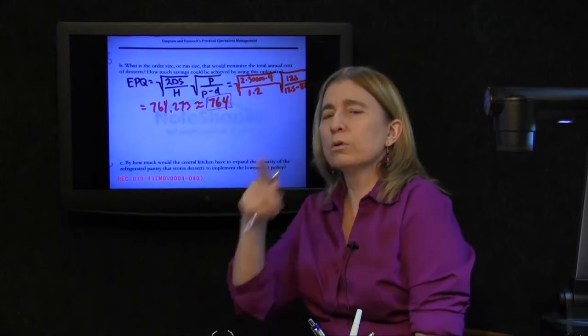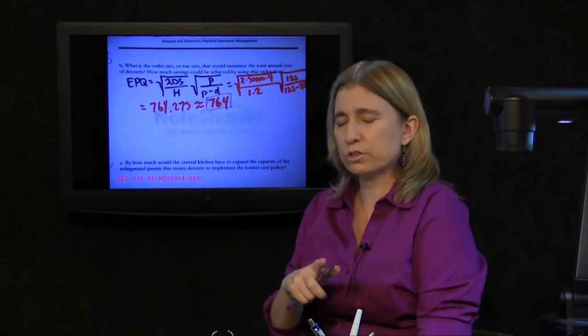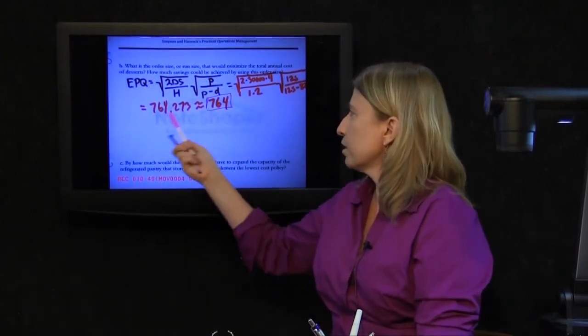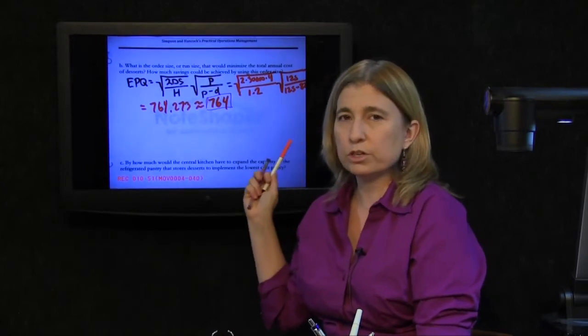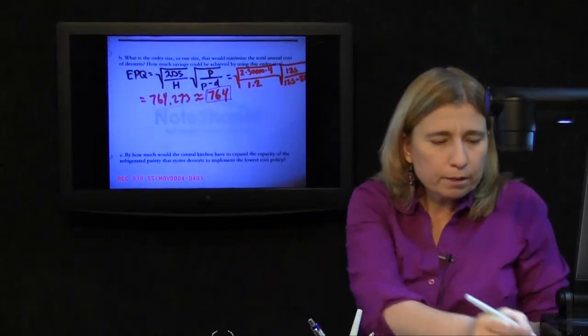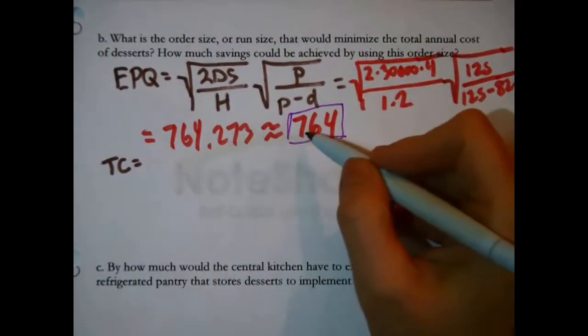All right, we know what it costs because we had to answer the first question. We know what it costs when they make them 300 at a time. We now need to take this number and do the same computations, the total cost formula. What is the total cost of making them 764 at a time?